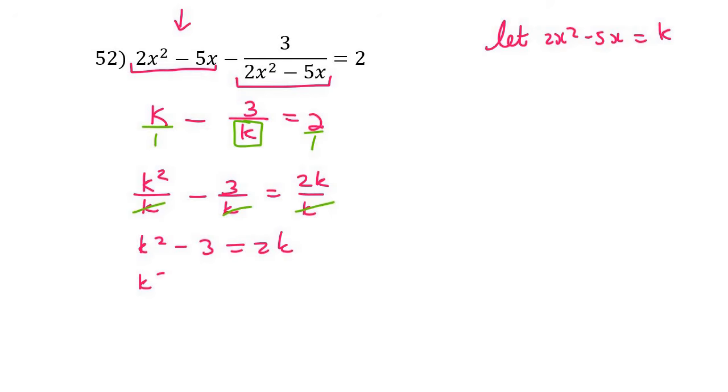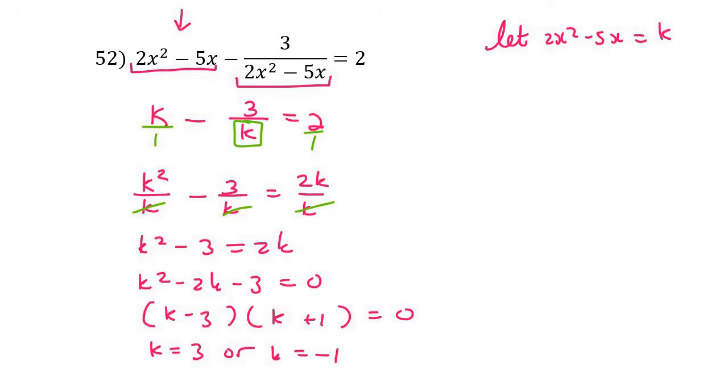I'm going to take the 2k over. Now we can factorize like that, and then we'll find that k is equal to 3 or k is equal to negative 1. So now that's not our answer, we're trying to find x. So what we now do is we come back to this, and we take one of these k's at a time.